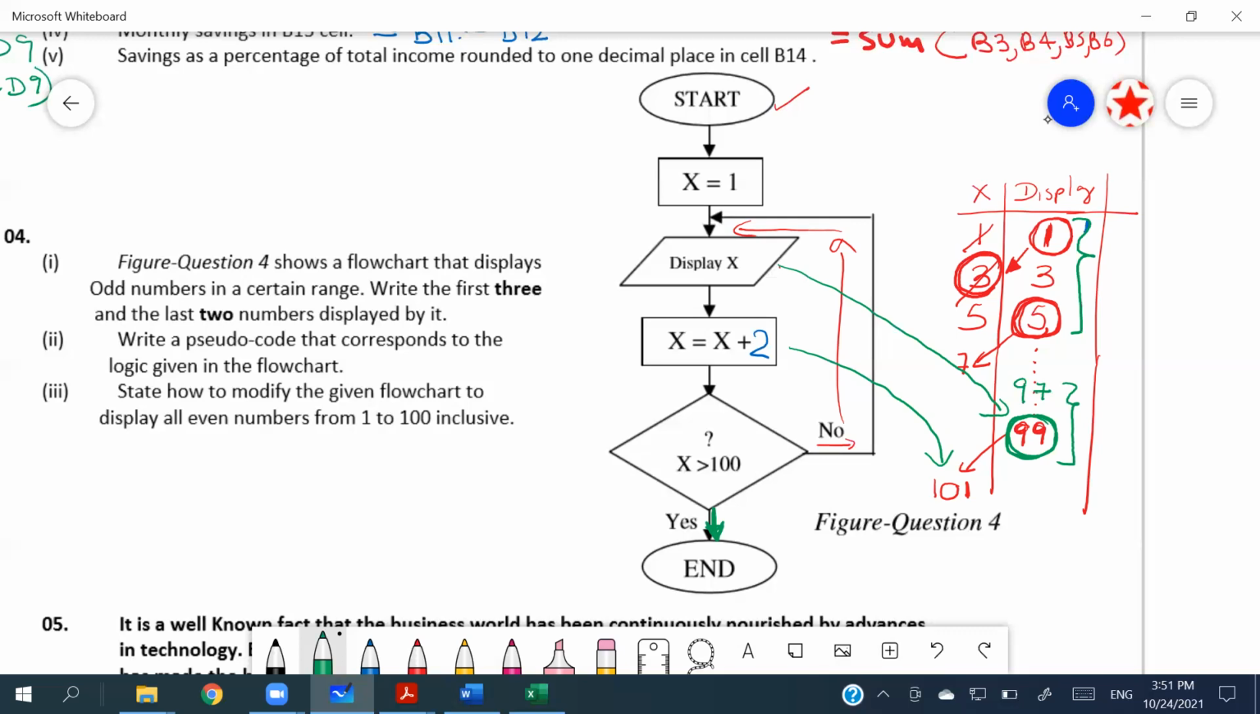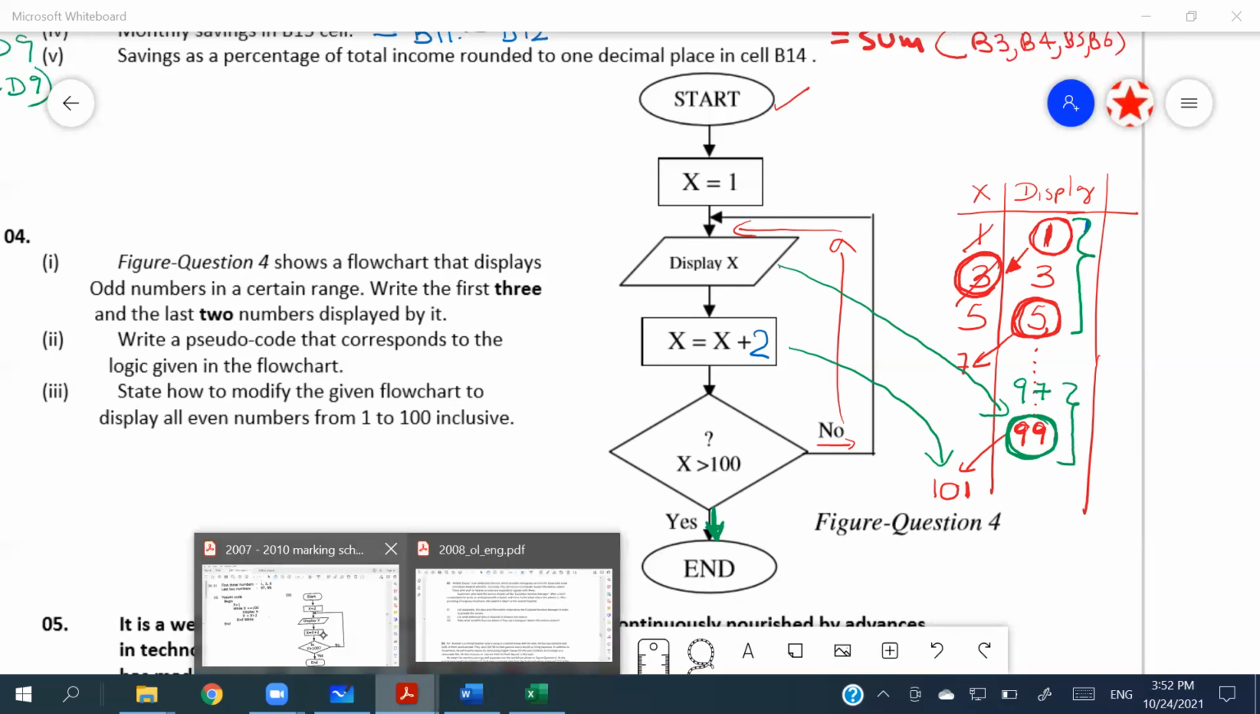People, is that clear how we arrive at the outputs? So we have to figure out what is happening inside a single iteration. Yes, everyone, is that clear? Yes, sir, clear. Right, great. So that means your answer is going to be 1, 3, 5. Those are the first 3 displays or outputs, and the last 2 outputs are 97 and 99, right?